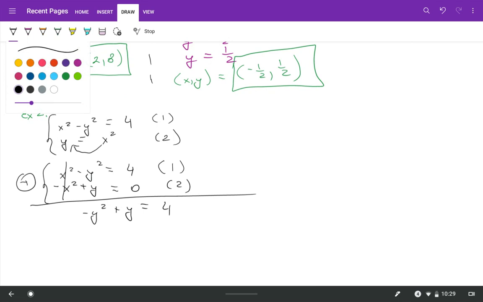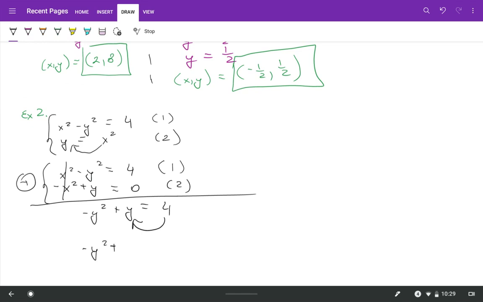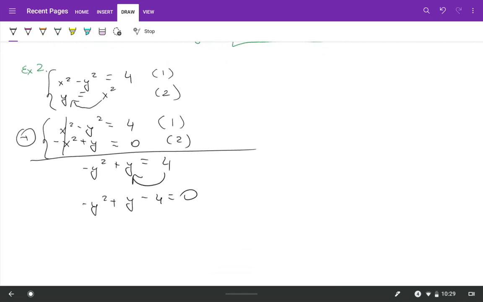Let's solve this quadratic equation. So we're going to move everything to the left side since it's quadratic. I'm subtracting 4 from both sides, and we have negative y squared plus y minus 4 equals 0. I don't recommend solving a quadratic equation when you have a negative number in front of y to the second power. So to avoid that, you want to divide all by negative 1. I divide each term by negative 1, and that will give me y squared minus y plus 4 equals 0.